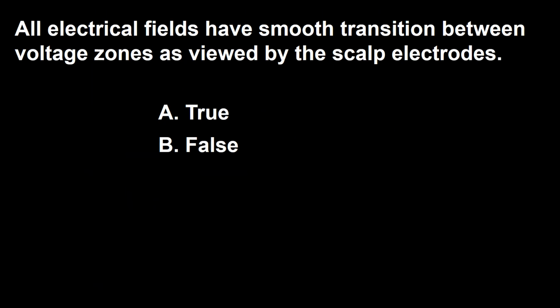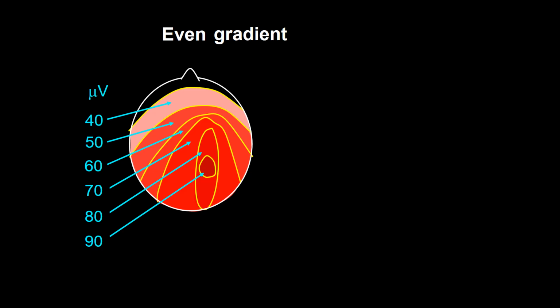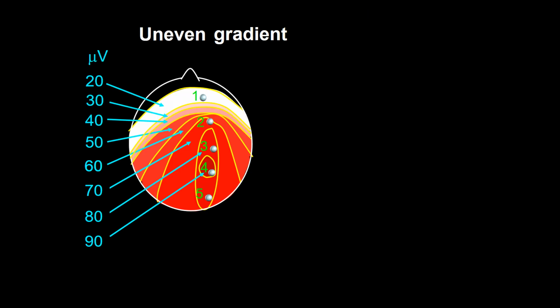Next question. All electrical fields have a smooth transition between voltage zones as viewed by the scalp electrodes. A. True, B. False. As depicted in this frame, most electrical fields have a smooth transition between voltage zones. Thus, if we place electrodes going from anterior to posterior and connect them as a chain, the potential created by such an electrical field will have a smooth transition from one electrode to the other. But this is not the case for all electrical fields.